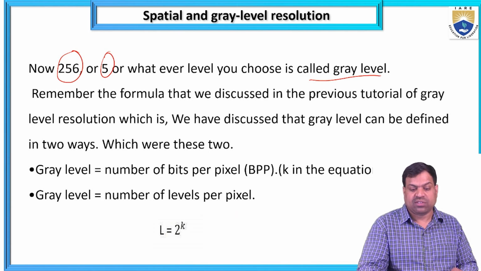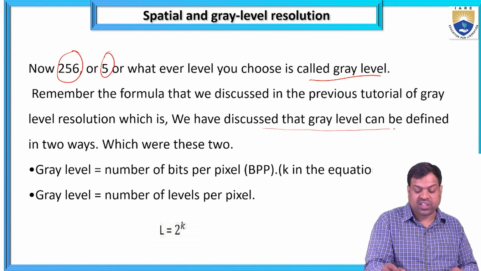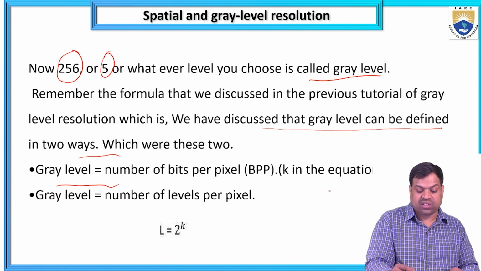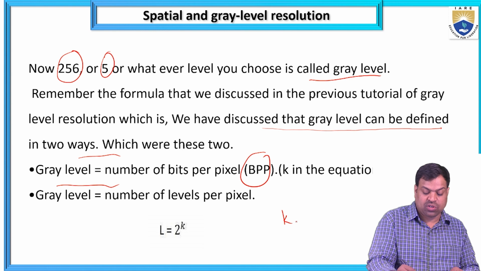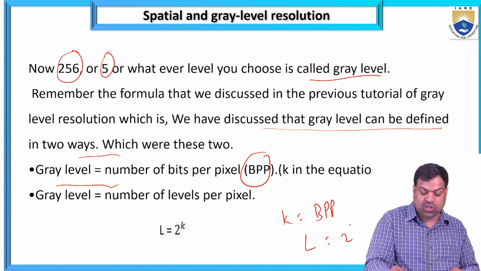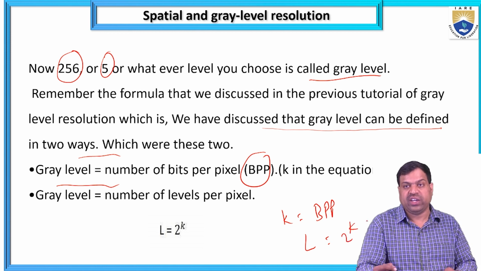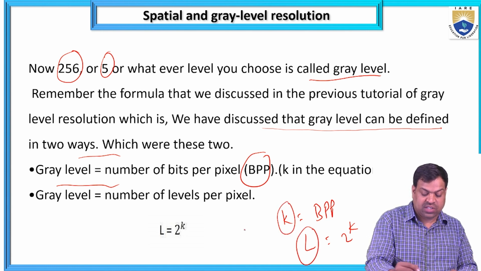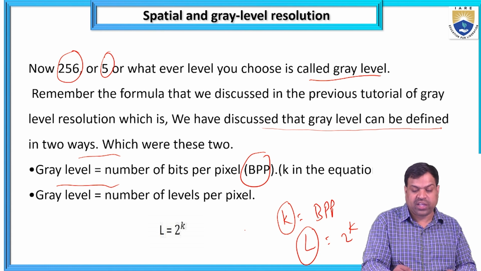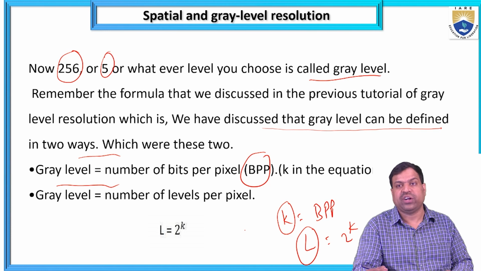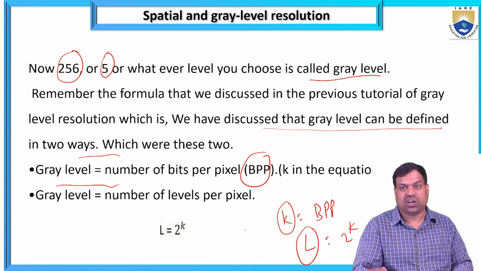In the gray level resolution, we have discussed that gray level can be defined in 2 ways. Gray level equals the number of bits per pixel, k equal to bpp, and the number of levels L equals 2 power k. There are 2 different ways to find the bpp or the number of levels. If I want to find the bpp, then k equals log L base 2. If I want to find the number of gray levels, L equals 2 power k.